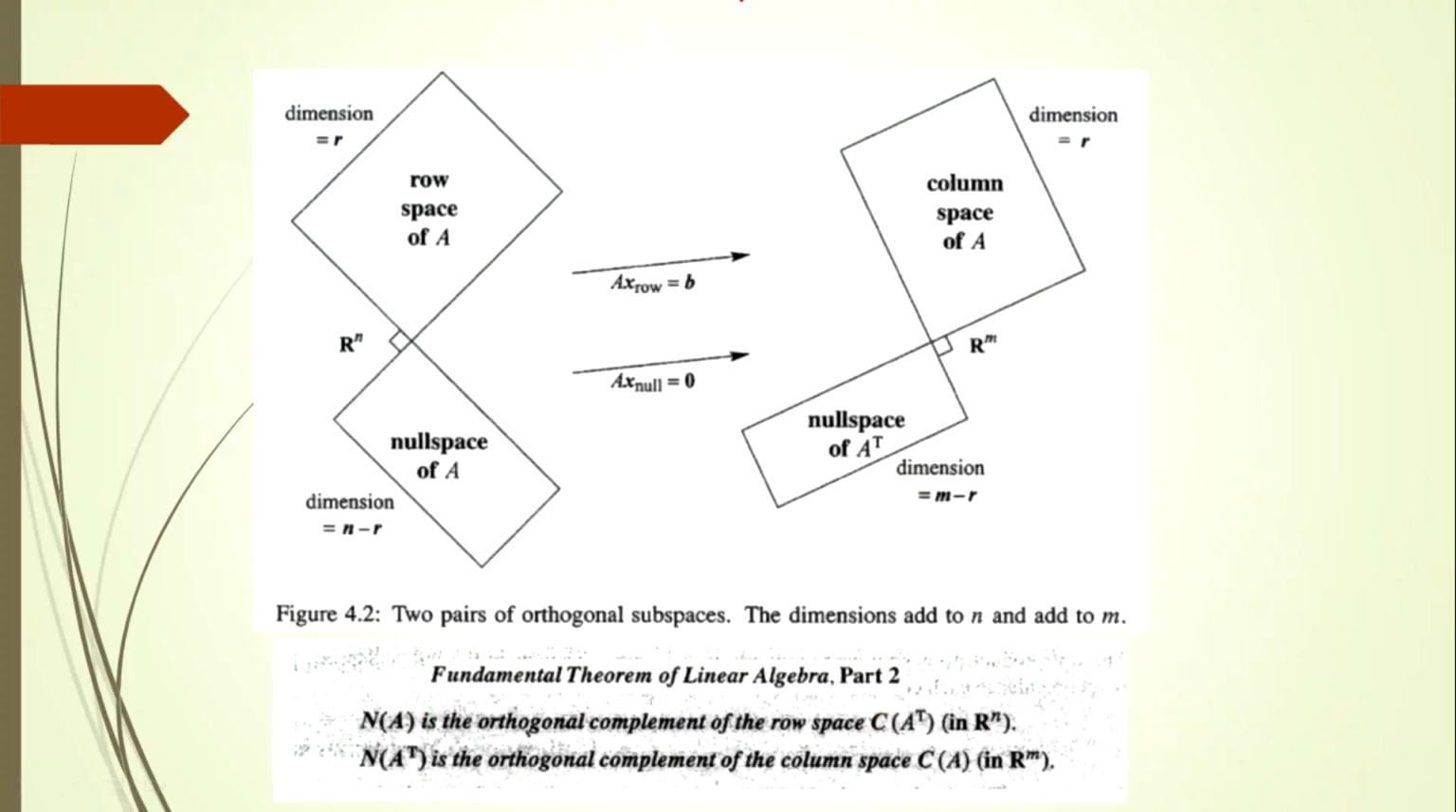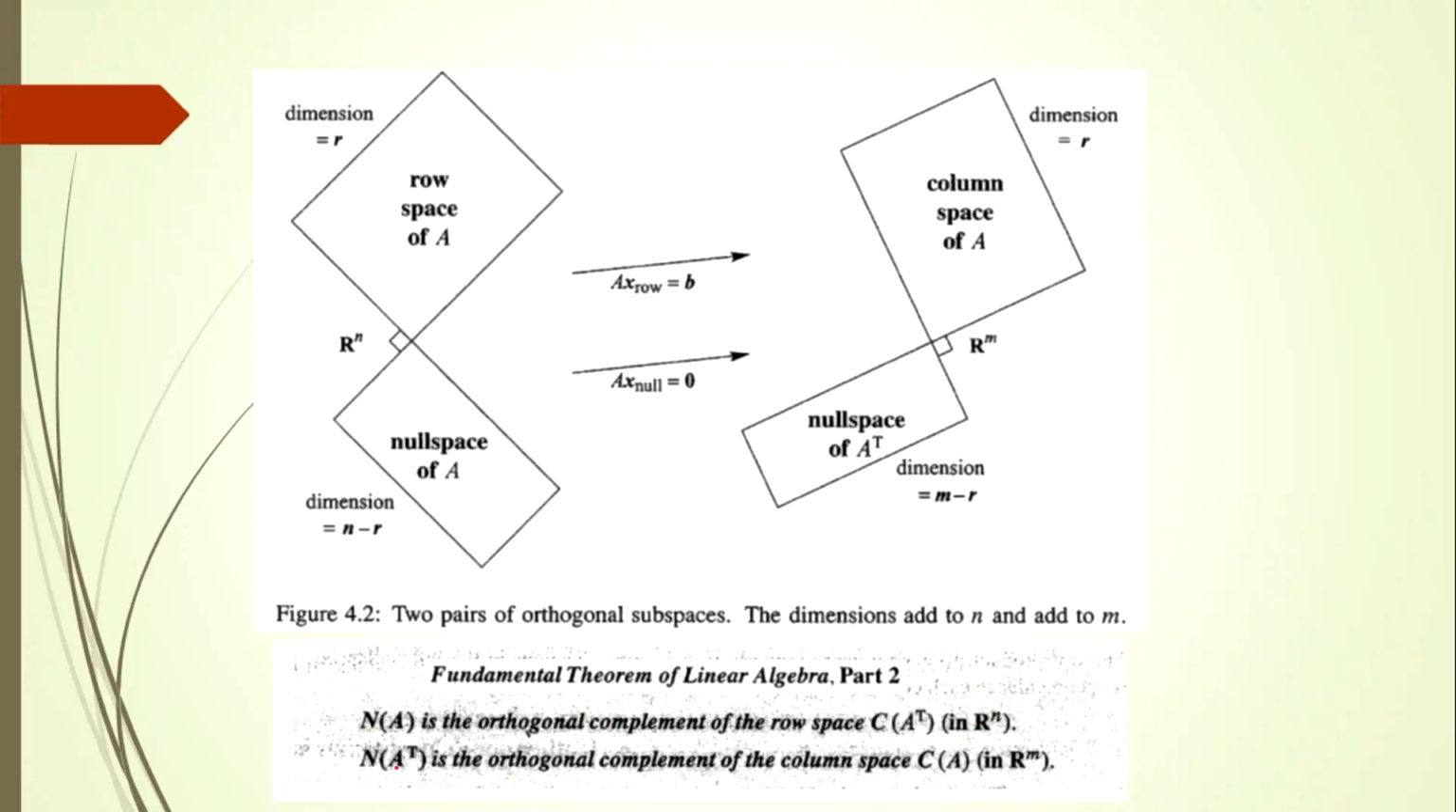Now, after this concept, let's check the FTC of linear algebra part 2. The null space is the orthogonal complement of the row space in Rn, which implies the sum of those two subspace dimensions gives n, and one is r, the other one is n minus r. And they are orthogonal to each other, and they are orthogonal complements of each other.